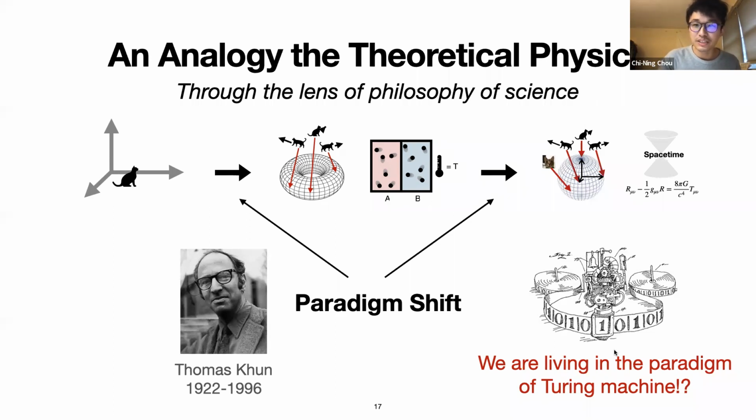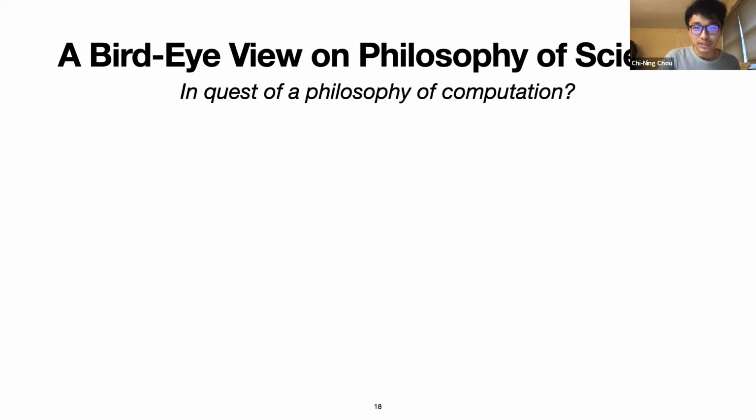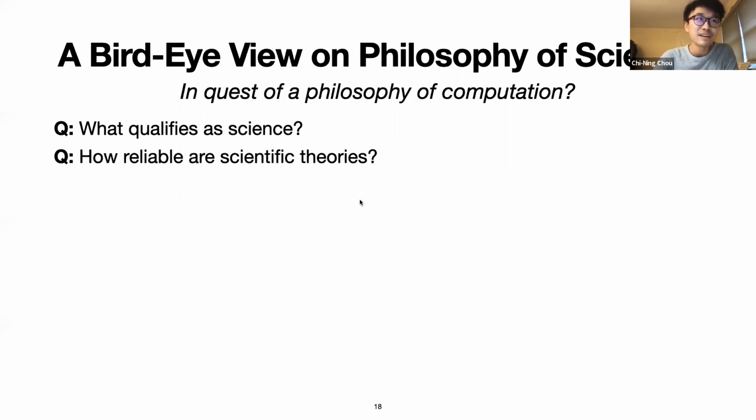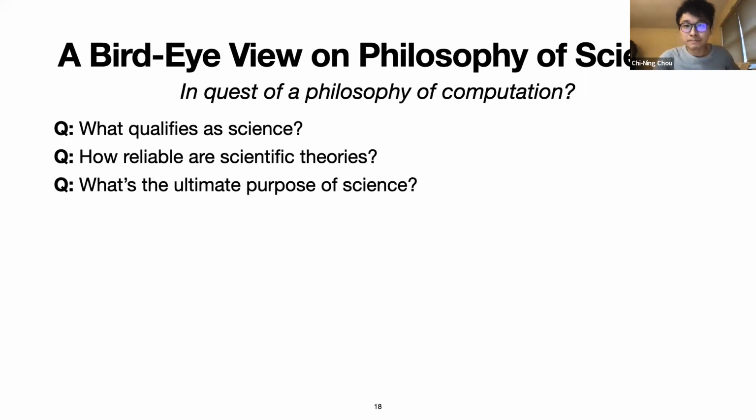To answer the second question about computation and reality, I also want to digress a little into the philosophy of science, as an analogy, or to learn from their experience. In the philosophy of science, they mainly think about physics, by the way. They ask questions like: what qualifies as science? How reliable are scientific theories? What's the ultimate purpose of science? We can replace everything here with computation: what do we really mean by computation? What about computation theory really makes sense?